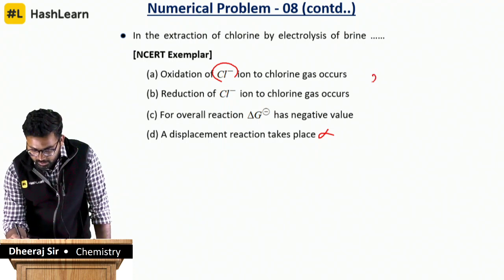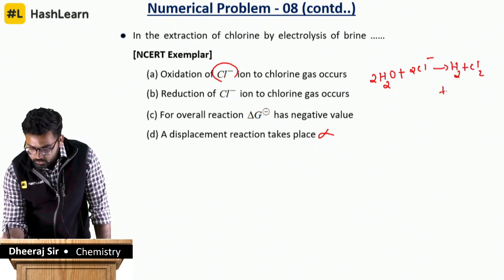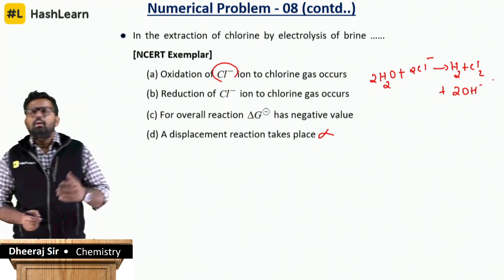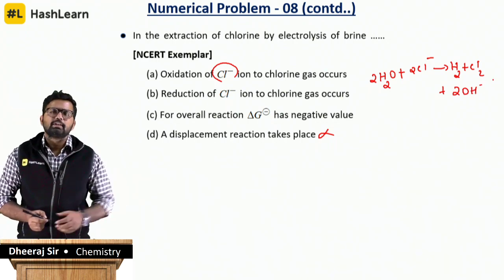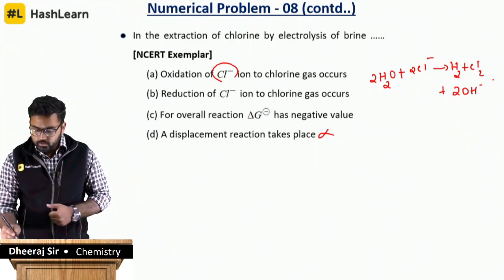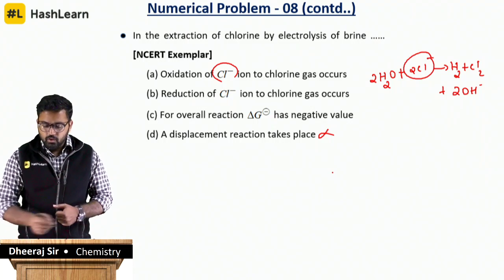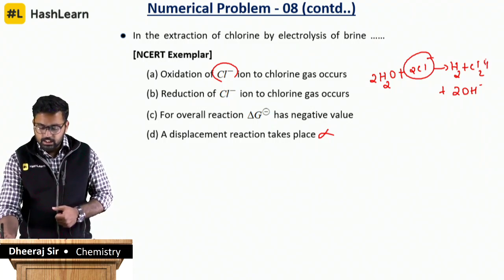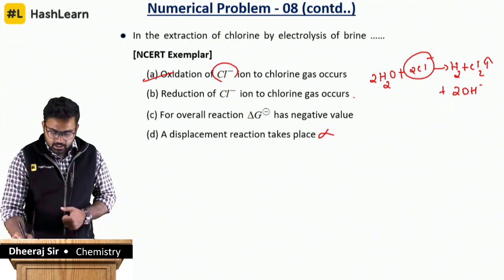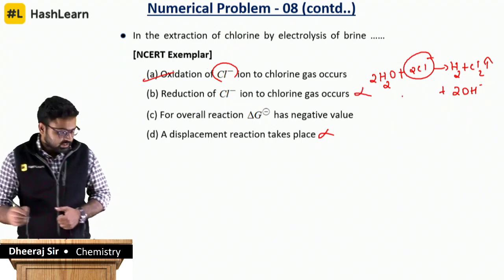So the overall reaction, I can give it to you. 2H2O plus 2Cl minus will give you H2 plus Cl2 plus 2OH minus. So it's always simple. The anions move towards the anode to get oxidized, and the cations move towards the cathode to get reduced. So the anions move to the anode and chlorine gas is liberated. So oxidation of Cl minus ions to chlorine gas. Then straight away I can say reduction of Cl minus ion to chlorine gas is not possible.